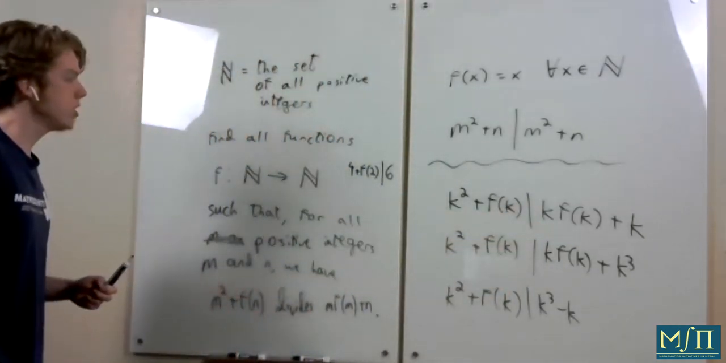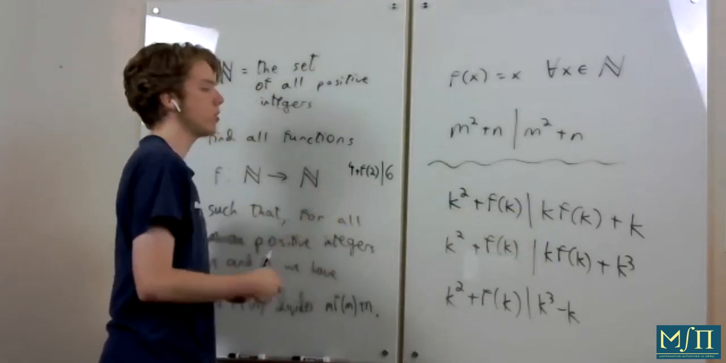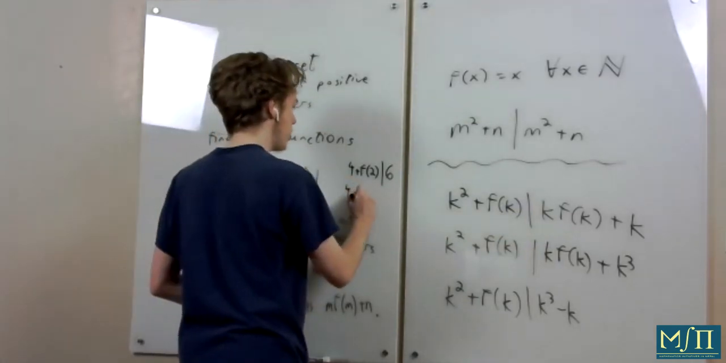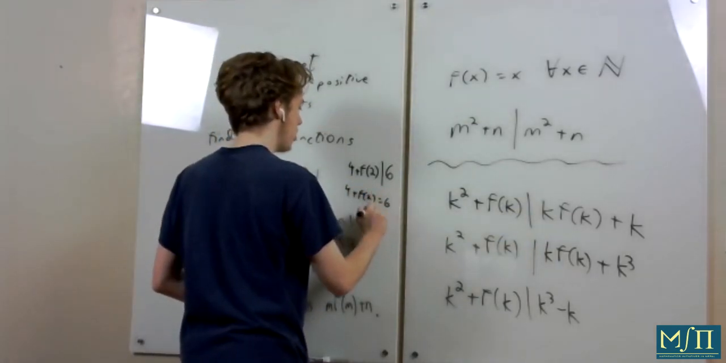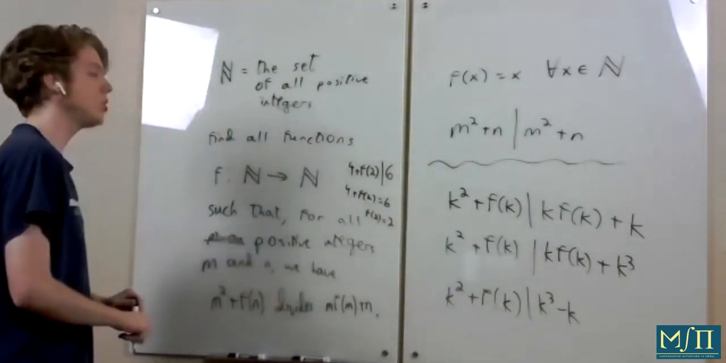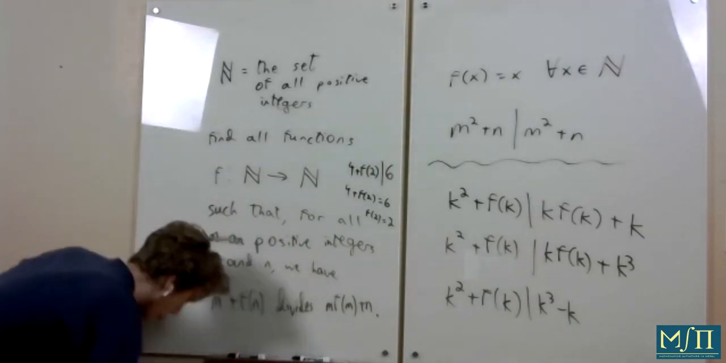But now look, f of 2 is at least a positive integer. So the only divisor of 6 that's greater than 4 is 6 itself. So 4 plus f of 2 is 6, so f of 2 is 2. And now look, we have a value that we know what to do with. Let's work with it.